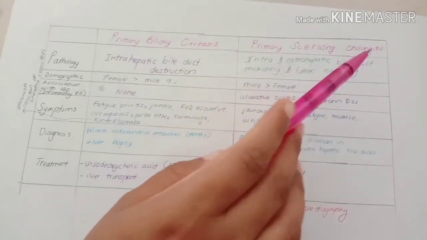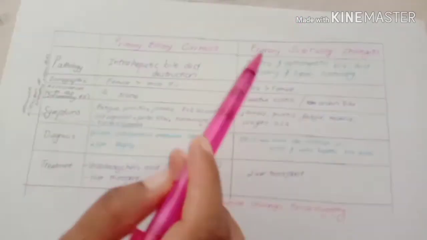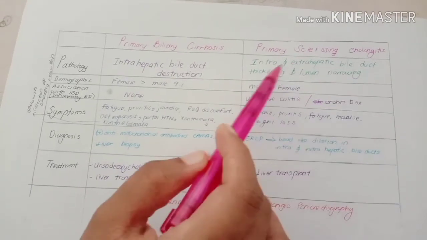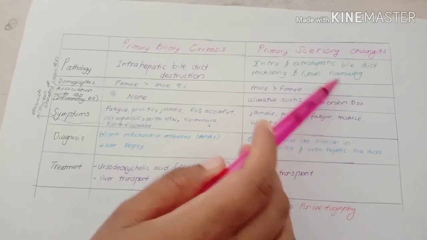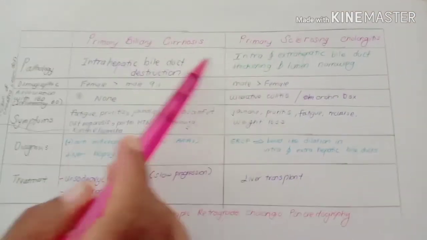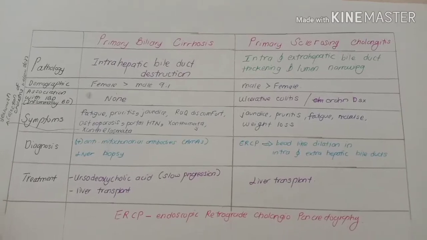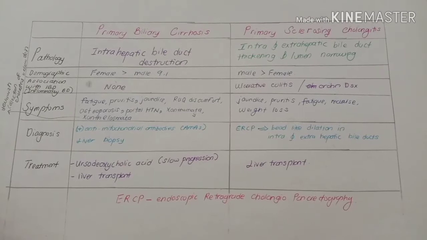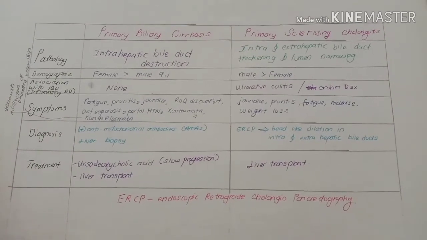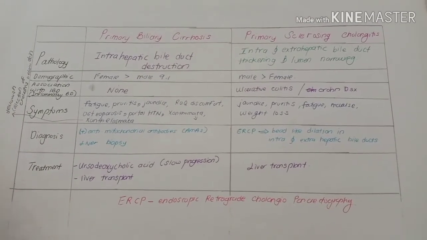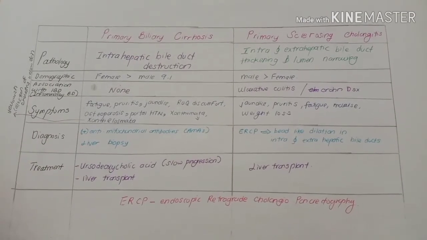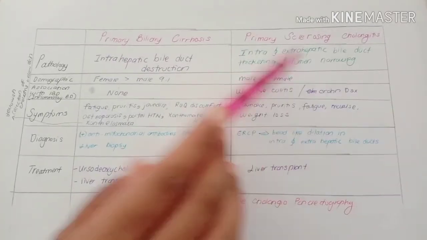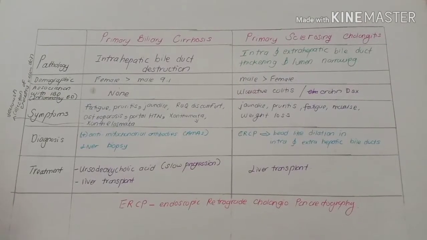So for primary sclerosing cholangitis, the definition will be intra and extrahepatic bile duct thickening and lumen narrowing. So what does that mean? That means it's a long progressive disease of the liver and the gallbladder, which is characterized by inflammation and scarring of the bile duct. What happens when there is inflammation and scarring of the bile duct? There will be thickening and lumen narrowing, which will cause serious liver damage.